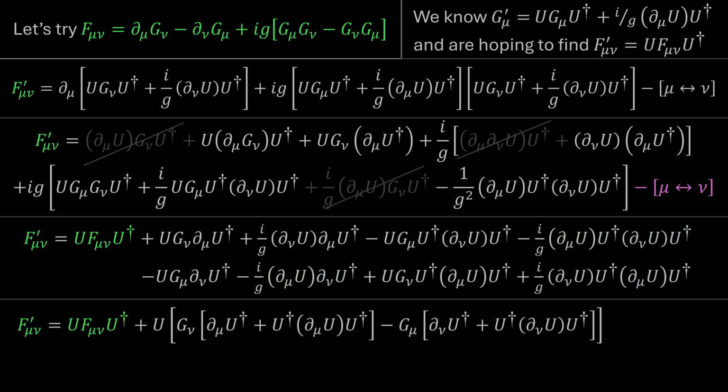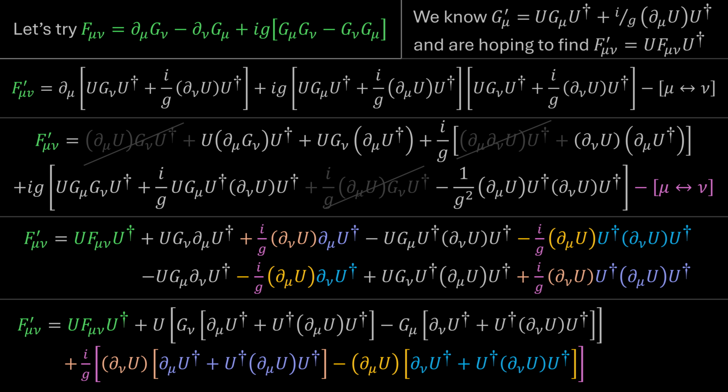Okay, but what about all these other terms? Well, if we color code them like so, we can pull out a factor of I over g to the left, and then we can group them by the terms that are multiplied by partial nu U, so that's those purple terms, and also the terms that are multiplied by partial mu of U, so that's those blue terms. And what do you know? Once again, we have exactly the same expression. So all of these terms would cancel out to 0 if only the derivative of U dagger plus U dagger times the derivative of U times U dagger happens to always cancel out to 0 for an SU3 matrix U. So let's really hope that's the case.